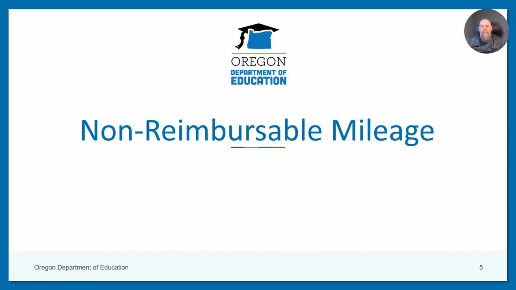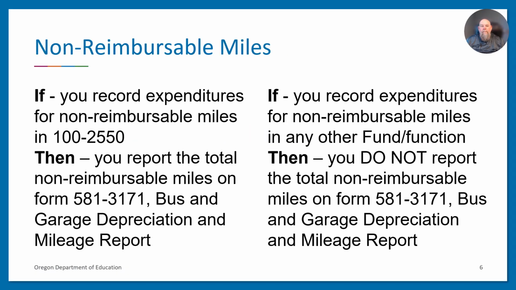Okay, let's talk about non-reimbursable mileage. If you record your expenditures for non-reimbursable miles under 125.50, then you do want to report those miles on the Form 581-3171 Bus and Garage Depreciation and Mileage Report. So what's happening is we are giving you a reimbursement for those expenditures because they're on 125.50, but then we're reducing those expenditures just by the non-reimbursable miles. So the net is actual trips that you should reimburse for, right?